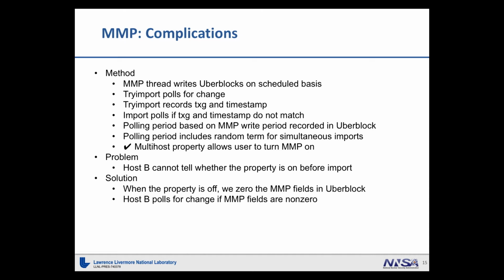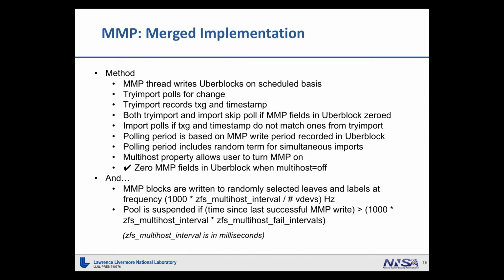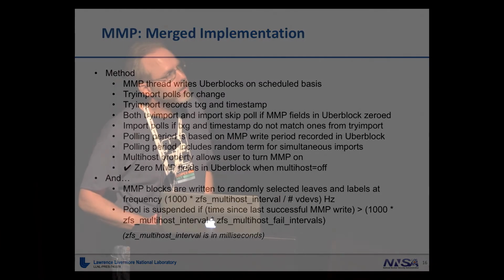But you can't check properties without importing the pool because they're stored in the pool. However, it's okay because we've got those MMP fields at the end of the Uber block structure. So we zero them if the property's off, we set them if the property's on, and the importing host B can tell from the Uber block whether or not MMP is required. So that's ultimately what we arrived at.